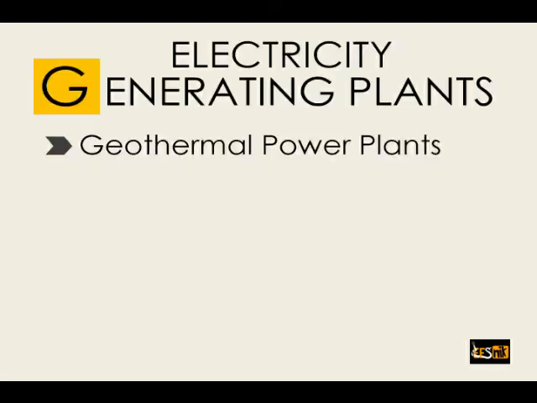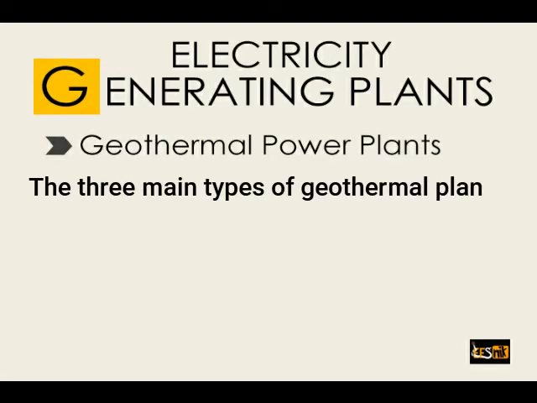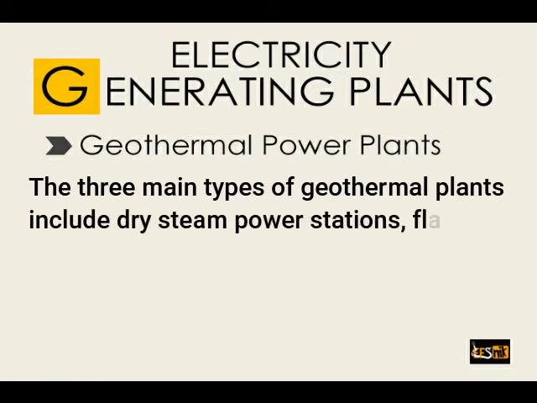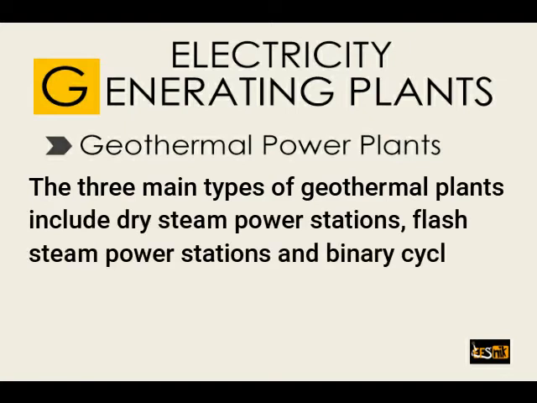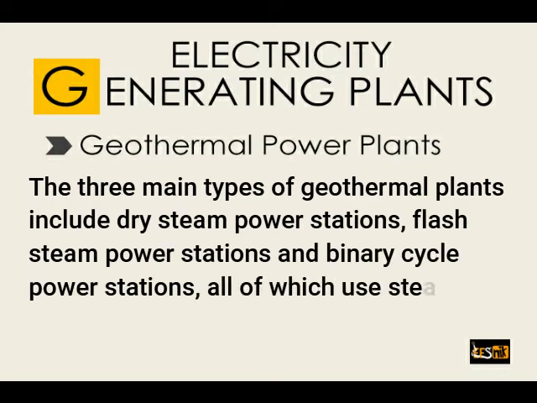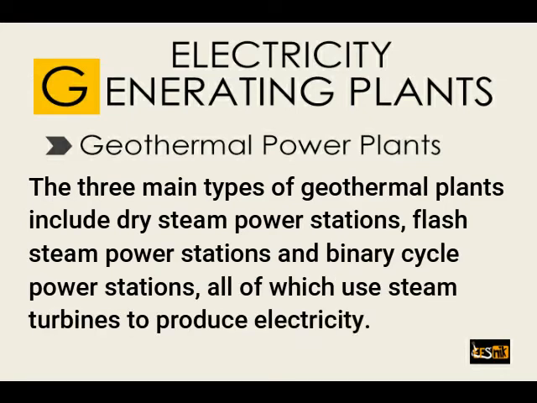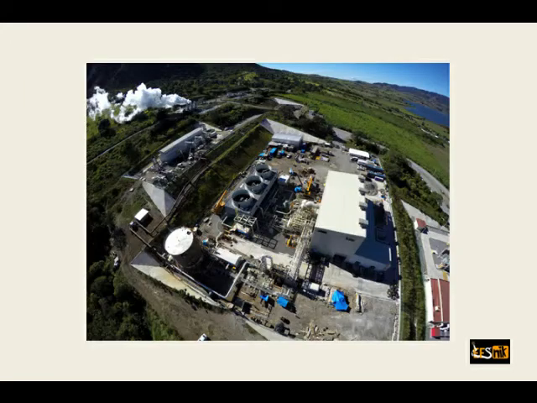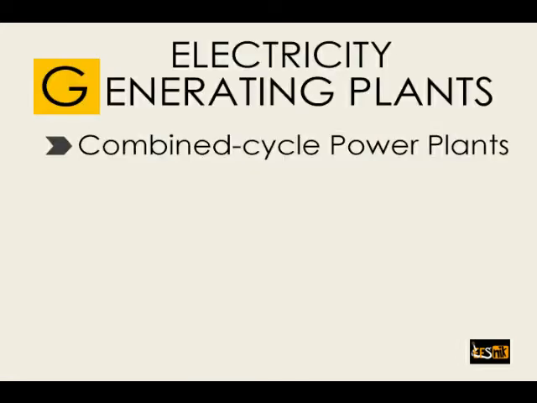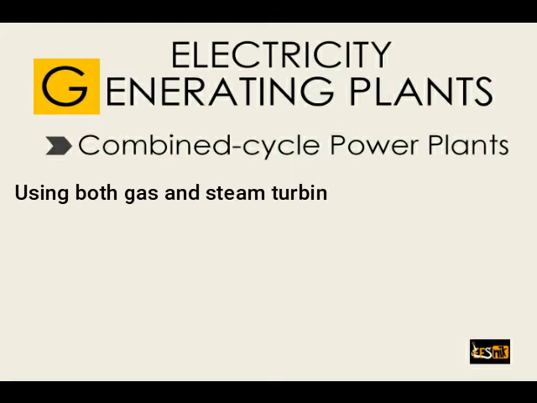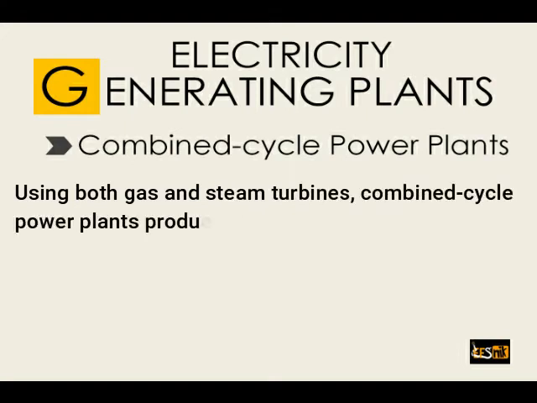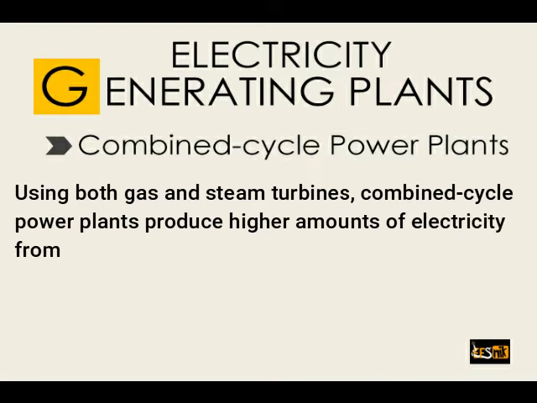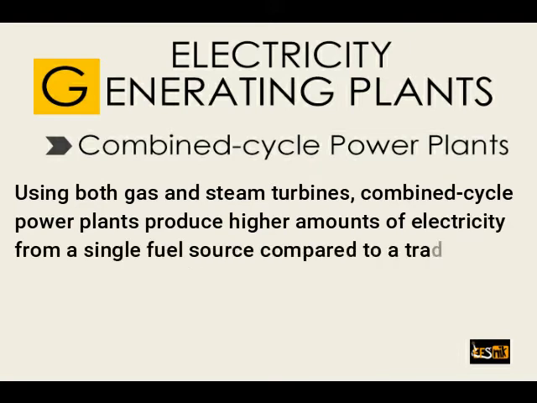Geothermal power plants. The three main types of geothermal power plants include dry steam power stations, flash steam power stations, and binary cycle power stations. Combined cycle power plants. Using both gas and steam turbines, combined cycle power plants produce a higher amount of electricity from a single fuel source compared to a traditional power plant.